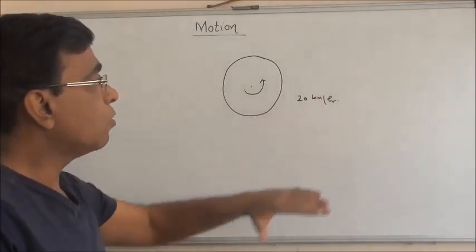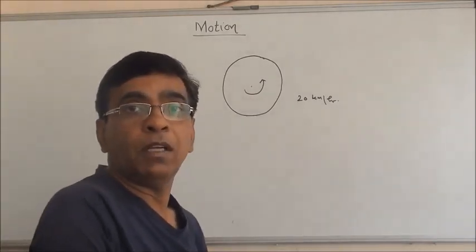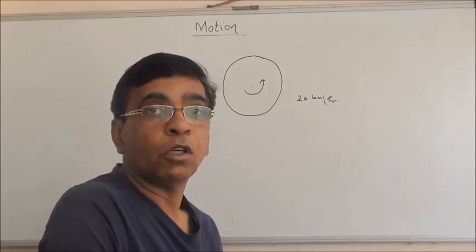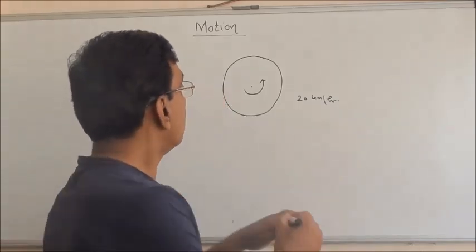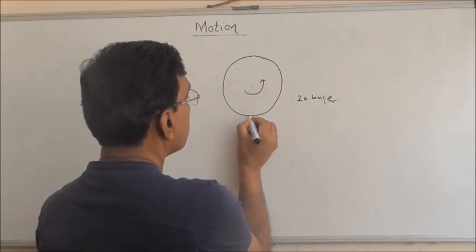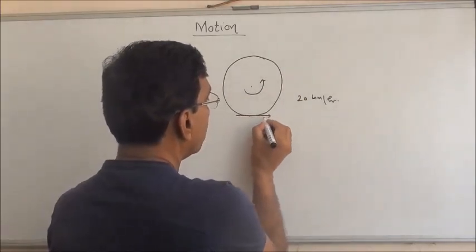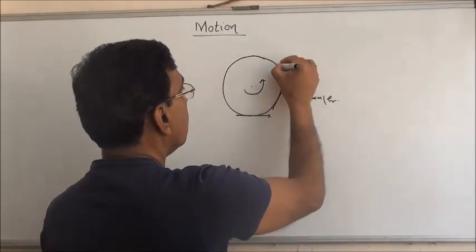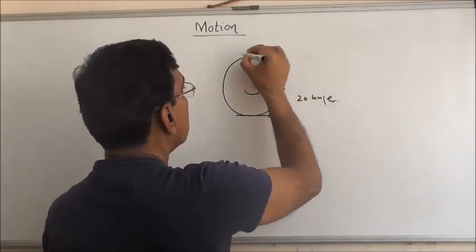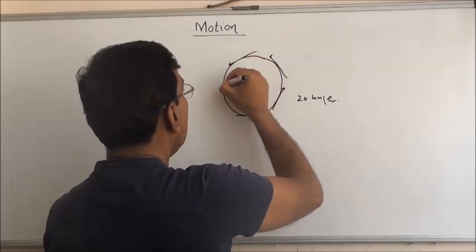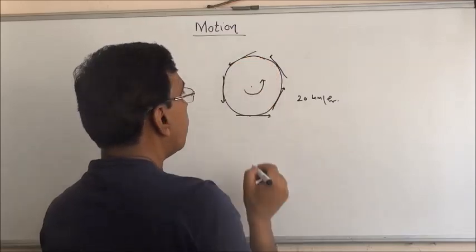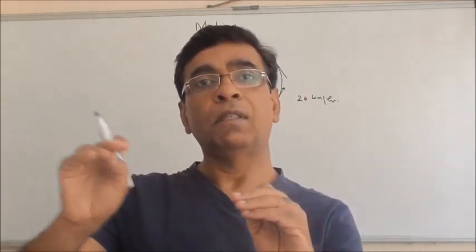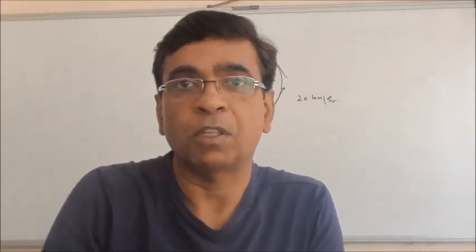Even if the body is moving with a speed of 20 km per hour, the direction is not fixed. If it is moving like this, at this point it is moving like this. At this point, it is heading towards this. Here, it is this. Here, it is this. At any point, to find out the direction in which the body is moving, we just draw a tangent. Tangent tells us that it is heading in this particular direction.